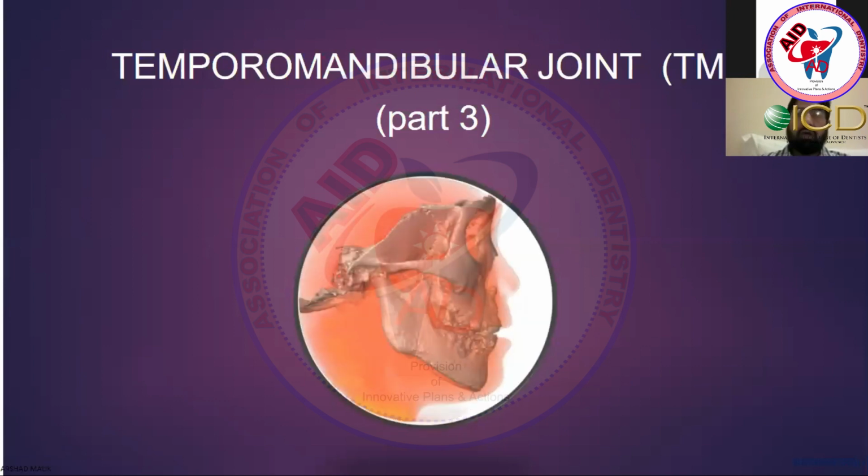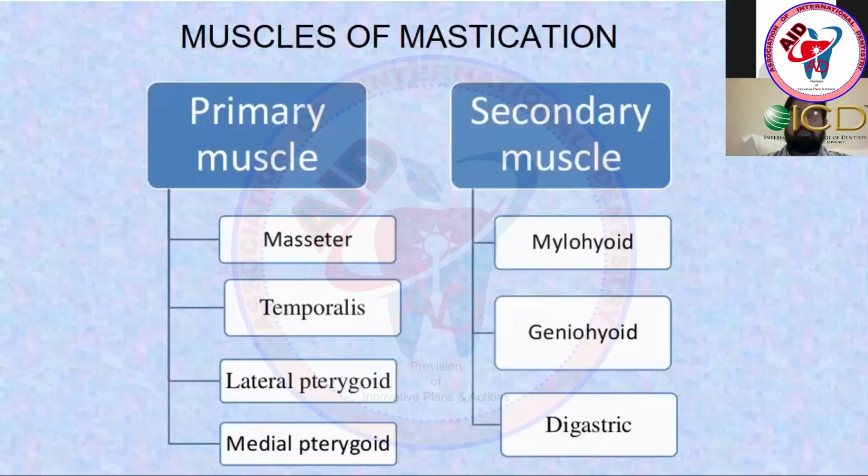Now we are coming to its last part, and that is the temporomandibular joint final conclusion part. In this part, we are going to study the muscles of mastication in detail, and then we are going to study the movement of the temporomandibular joint.